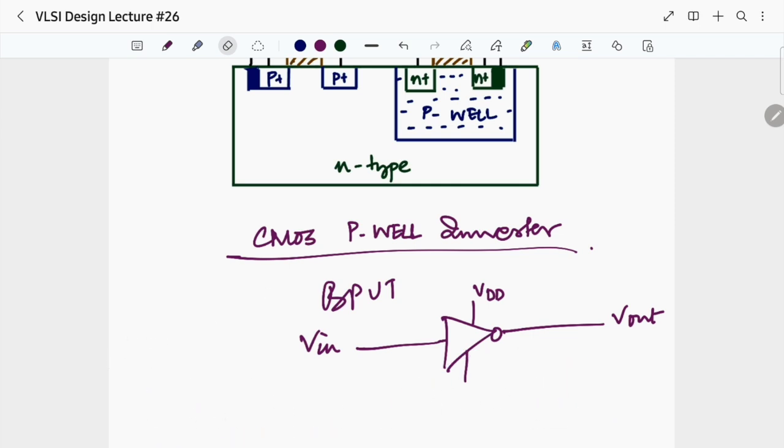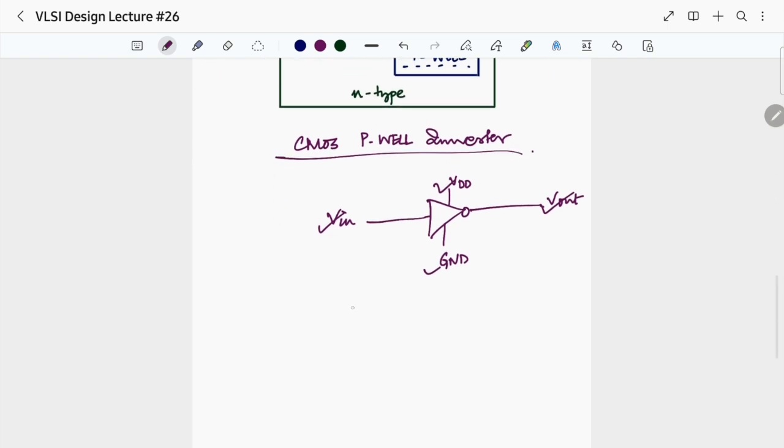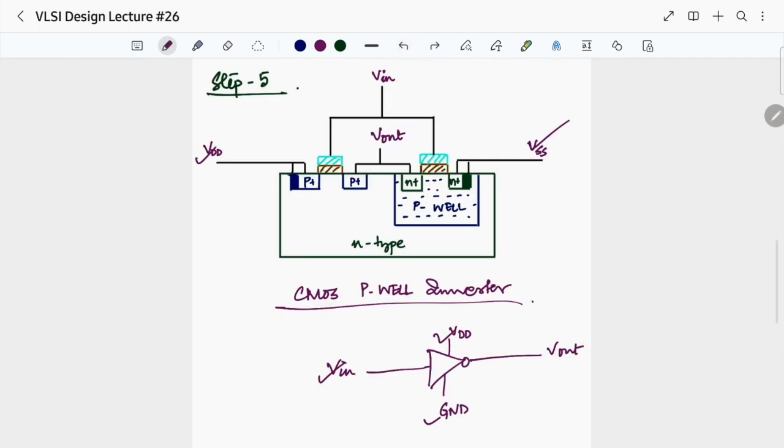Okay, so now look at this fabrication step and look at the symbol that we have made in our Cadence Virtuoso. So we have got VDD done, we have got ground VSS done, we have the Vin, we have the Vout. Now if you look at the schematic or the circuit diagram of a CMOS inverter, how does it look like?